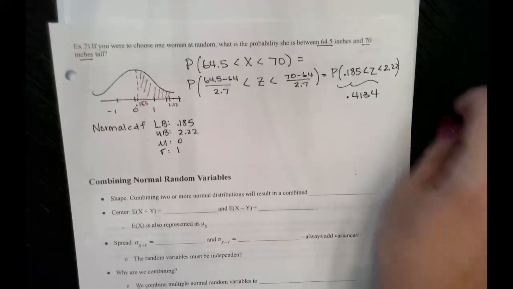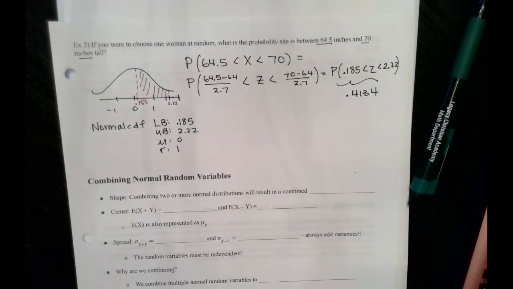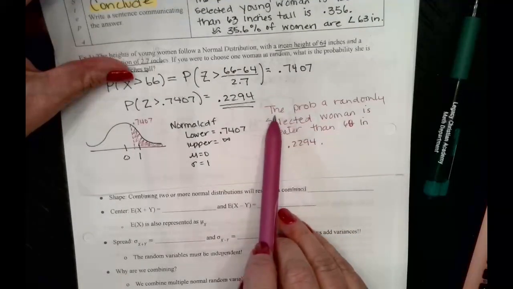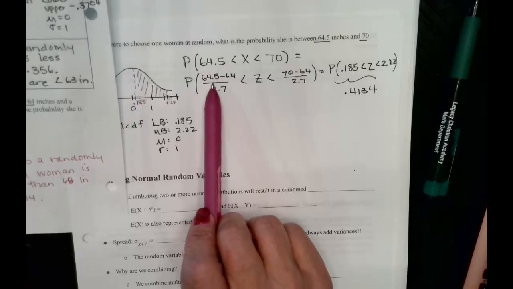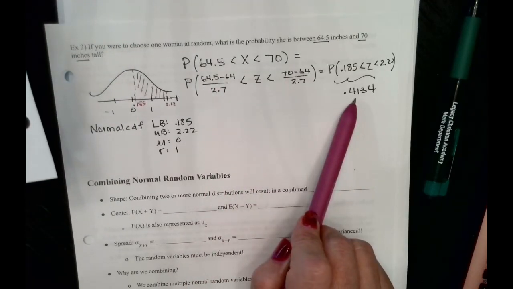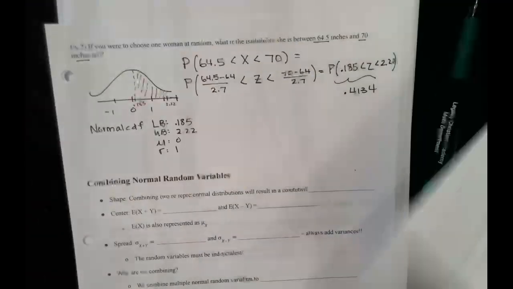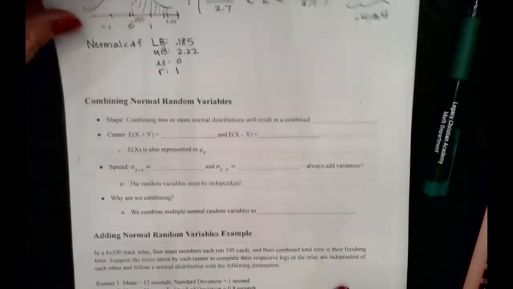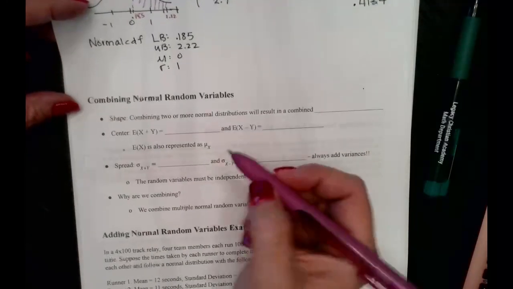Okay, so just to save time, because the conclusion is going to be the same as what we've had. So the probability that a randomly selected woman is between 64.5 and 70 inches is 41.34. Okay, that hasn't changed.